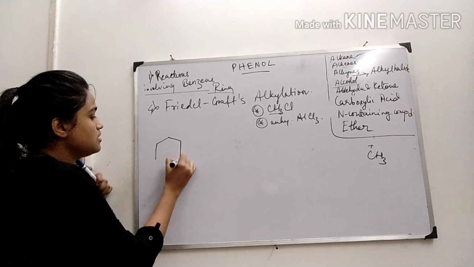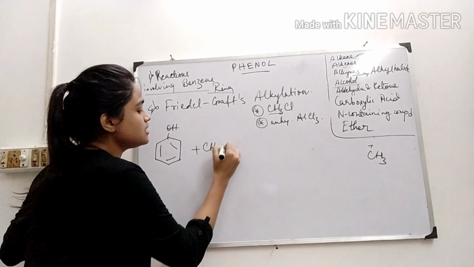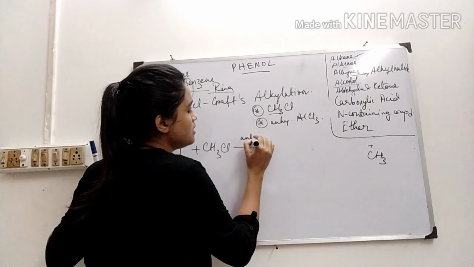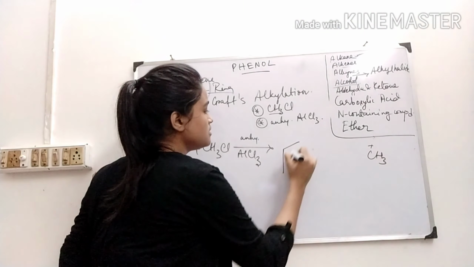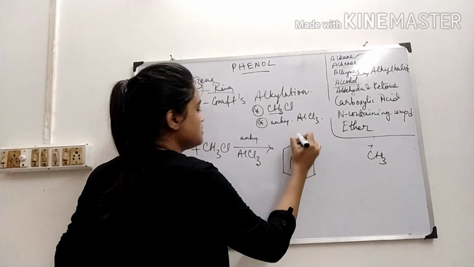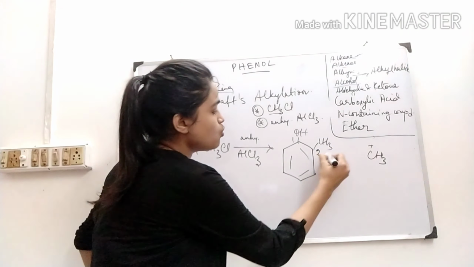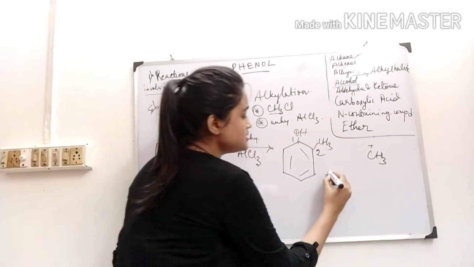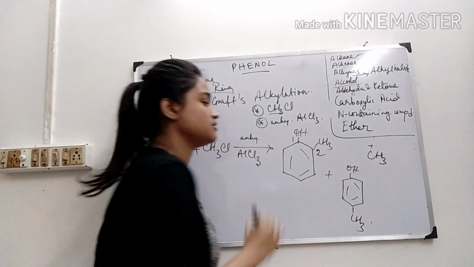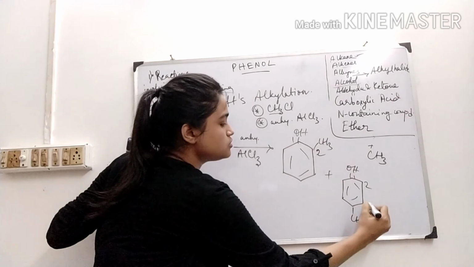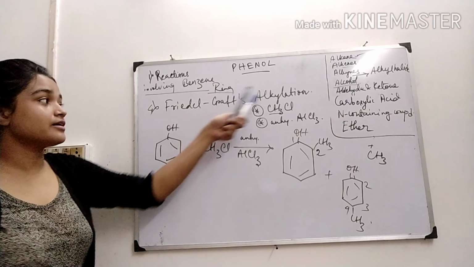So, if I take phenol and add methyl chloride and anhydrous aluminium chloride, in that case we will get ortho product. So it is 2 methyl phenol and a para product. This is 1, 2, 3, 4. 4 methyl phenol. Okay. So this is Friedel-Crafts alkylation.